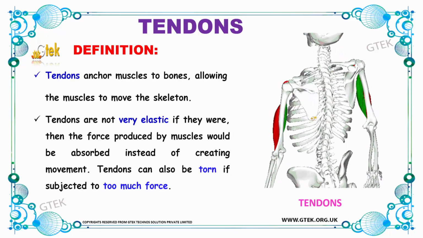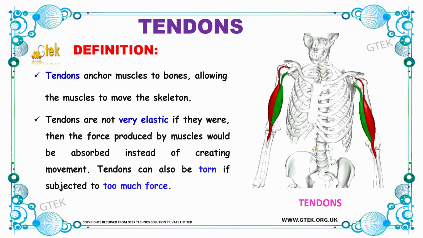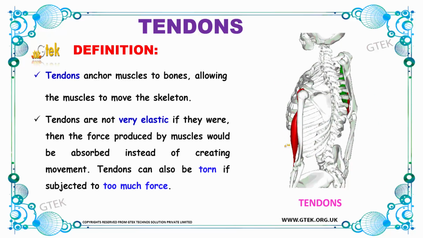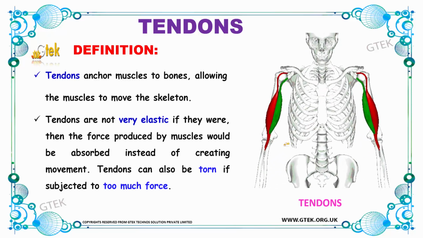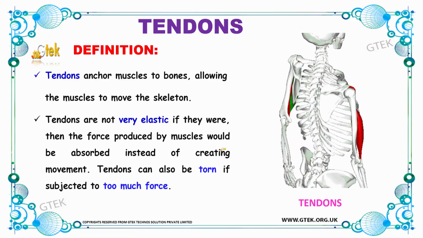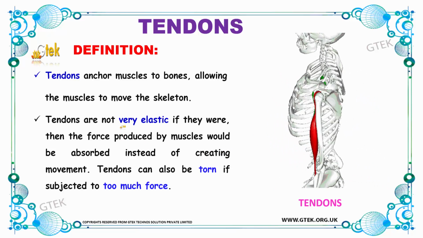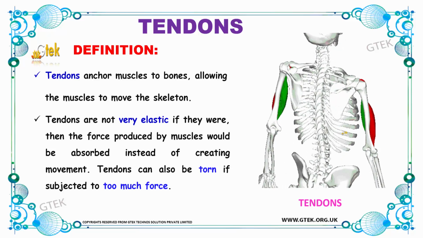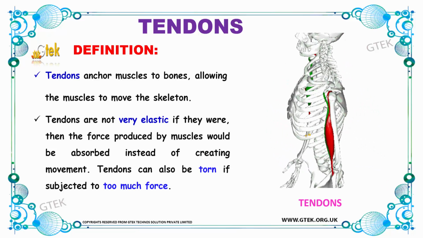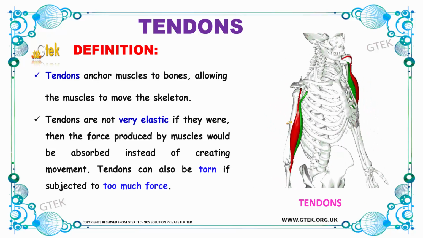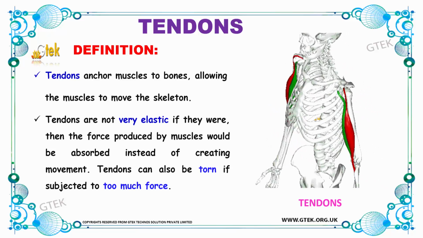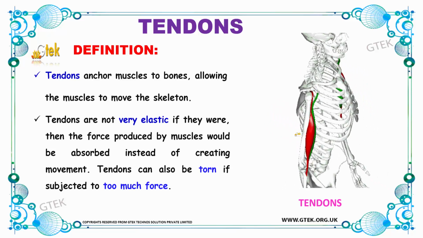If you see, your tendons will anchor muscles to bones, allowing the muscles to move the skeleton. Your tendons are not very elastic. If they were, then the force produced by the muscles would be absorbed instead of creating a moment, which may lead to tear of tendon because of too much of force.